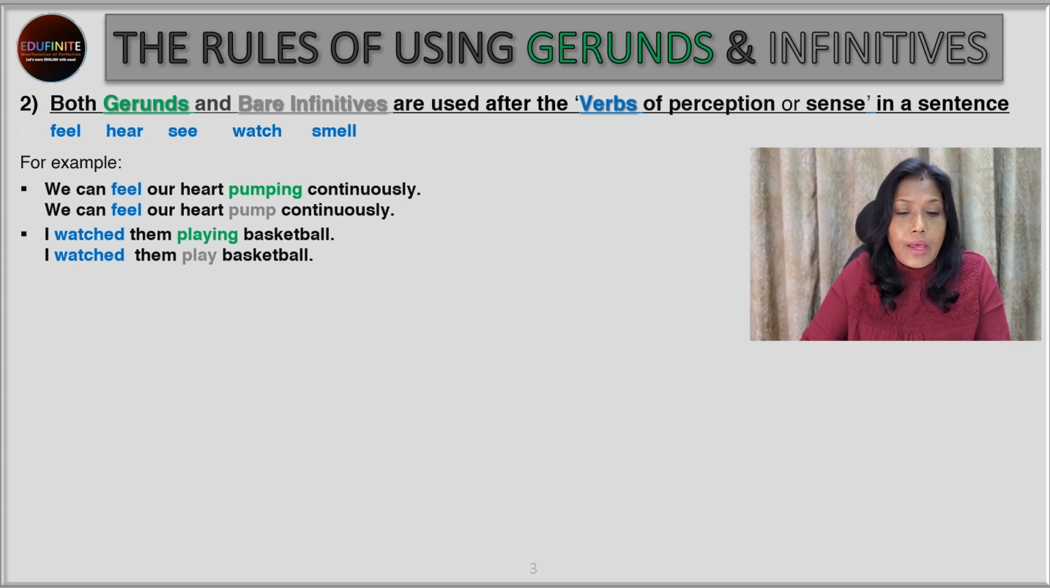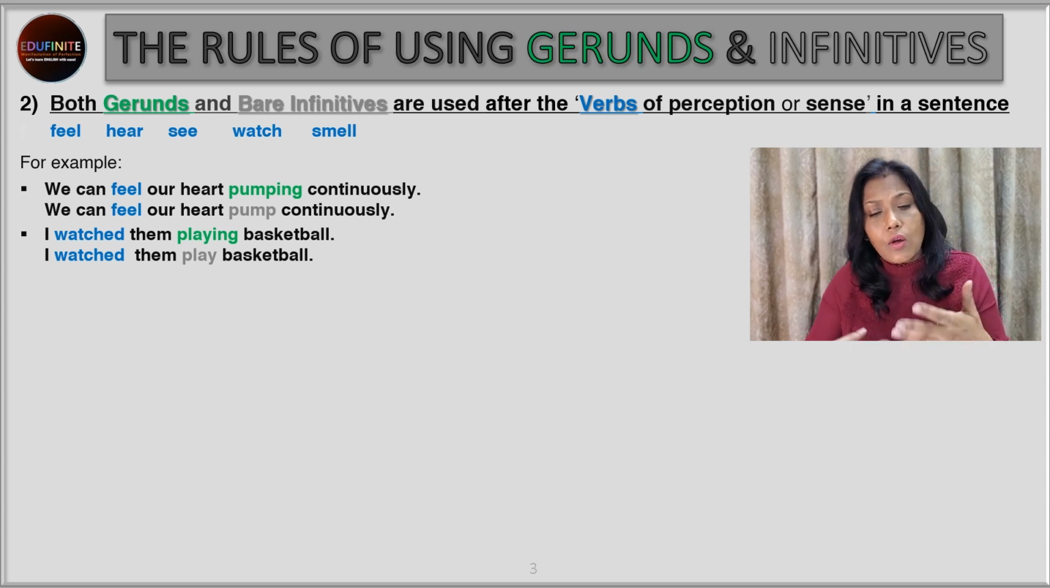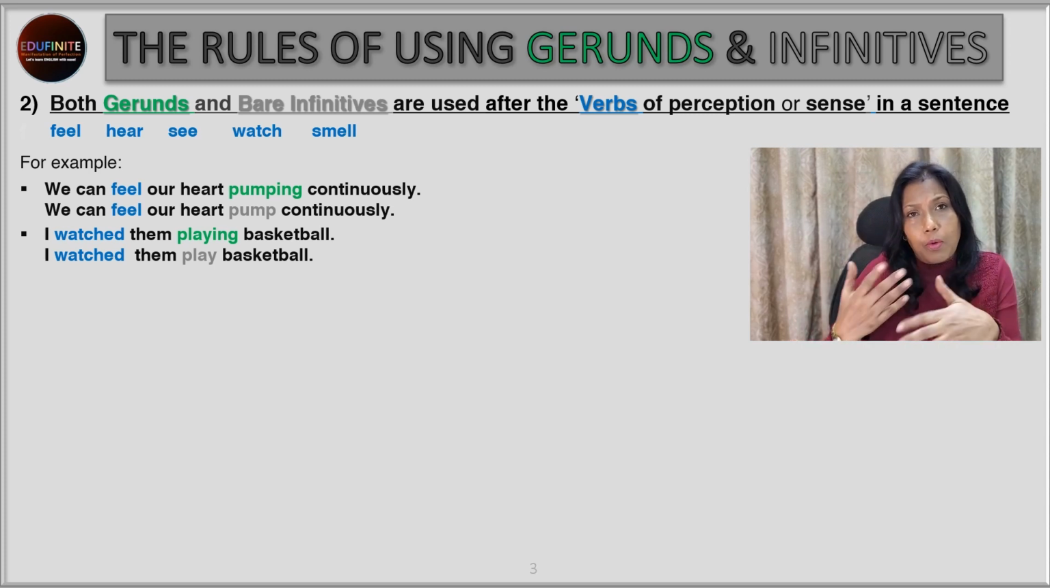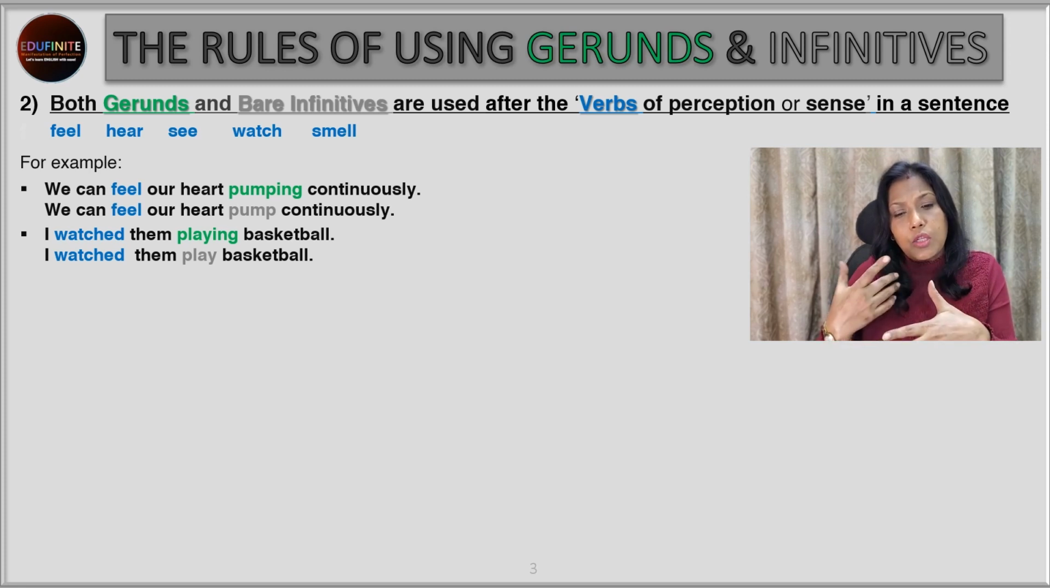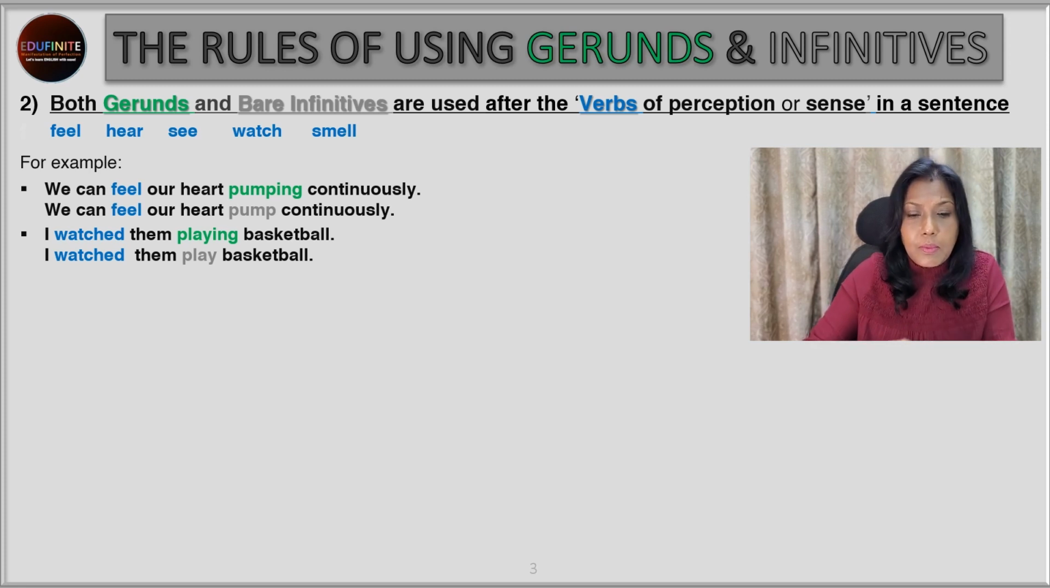Now the next one, I watched them playing basketball. So here, after watch, we are using the gerund form. Then the next sentence, I watched them play basketball. So again, from to play, we have dropped the to and we've just used play, which is the bare infinitive. So this form is also correct. So both are correct. The first one means it's a continuous thing. Even the second one means the same. So they both mean the same.